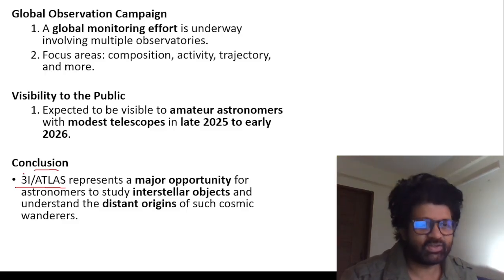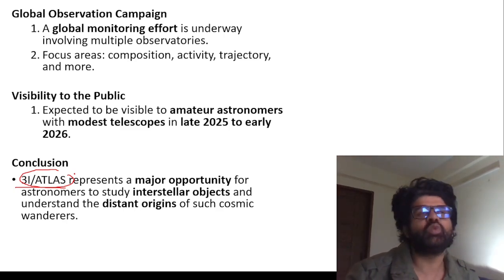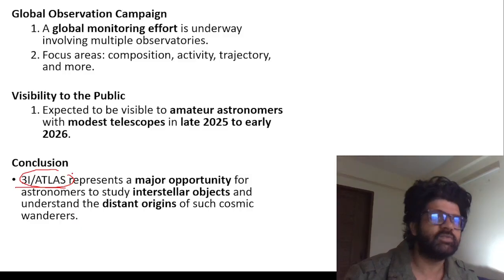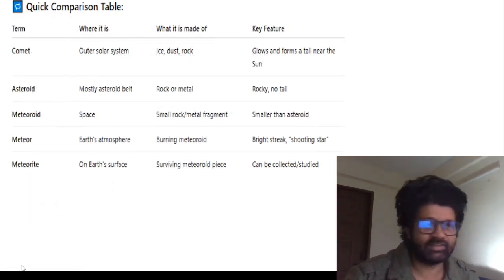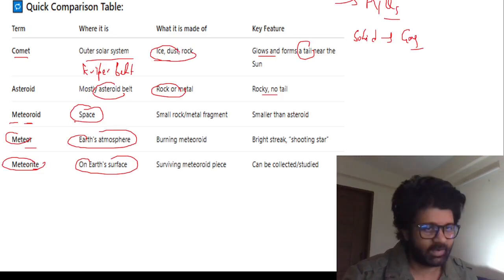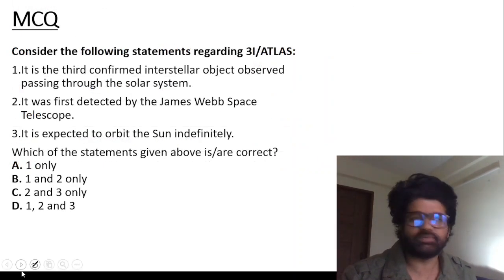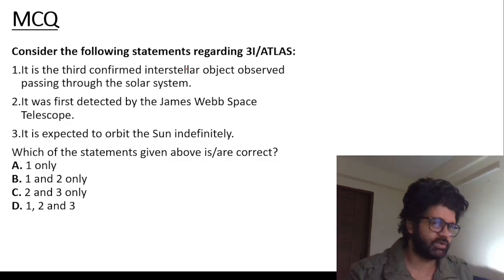I'm very excited about 3I Atlas. You can do research about it, whether it's an alien ship or what. It's showing very peculiar behavior, which we generally don't see from these kinds of comets. So yeah, very fascinating. Let's see how things develop. But leaving aside the fascination part, comet, asteroid, meteoroid, meteor, meteorite. Have a look at these terms, revise them, and let's solve this particular question, guys.